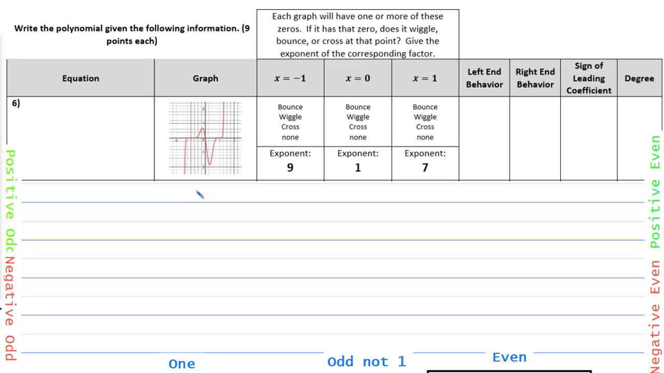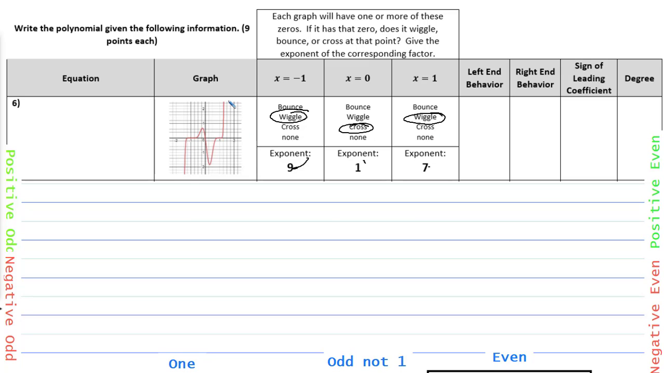Going on to the next one. And so let's look at it. Exponent of 9 tells me that it's a wiggle. Exponent of 1 tells me it's a cross. Exponent of 7 tells me it's a wiggle.